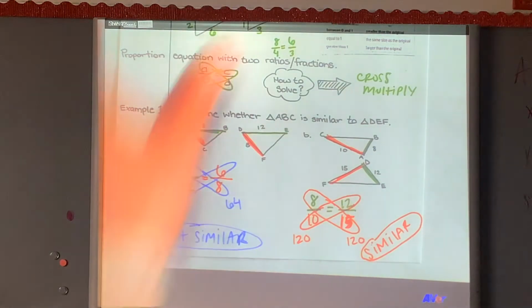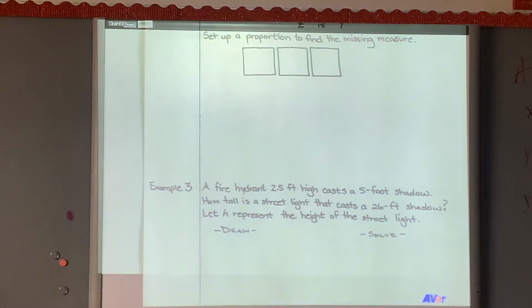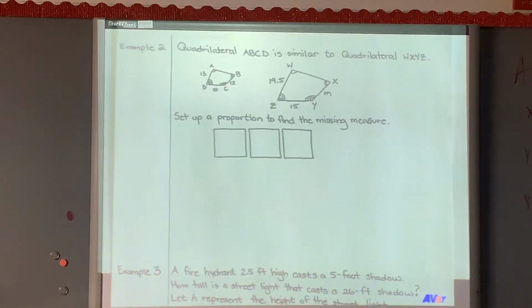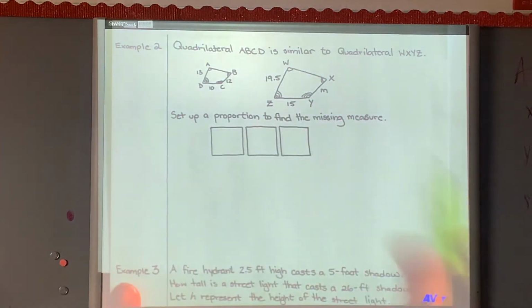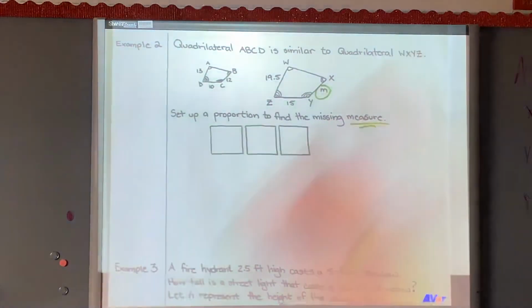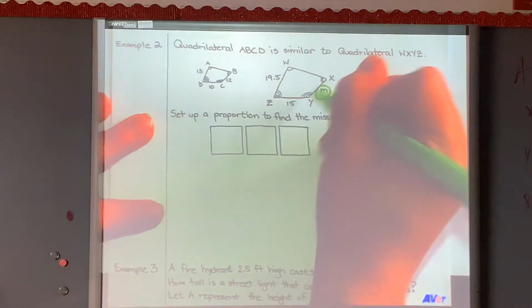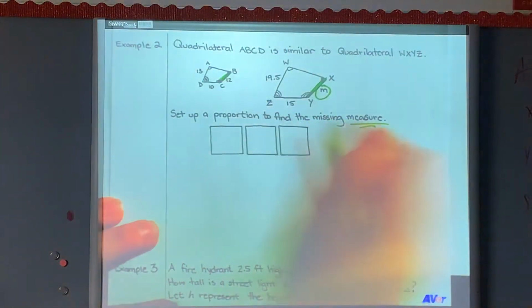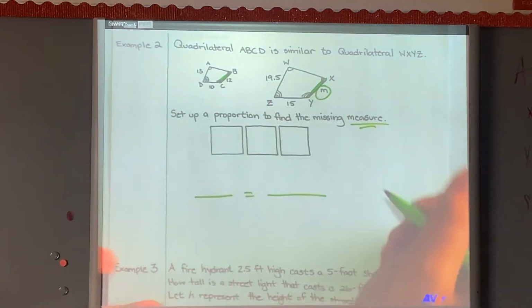Let's move on to your second page. We have 2 more examples, and then we will be done. So we have quadrilateral ABCD. We're going to find it's similar to the other quadrilateral, WXYZ, and we're going to set up a proportion to find the missing measure. The missing measure is here. And if I were trying to set up a proportional fraction, I do know that this line and this line are together. Excuse the boxes up at the top. I'm actually not going to use them. I'm going to set up proportional fractions like this.